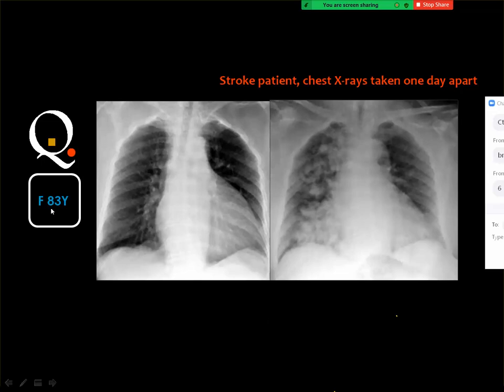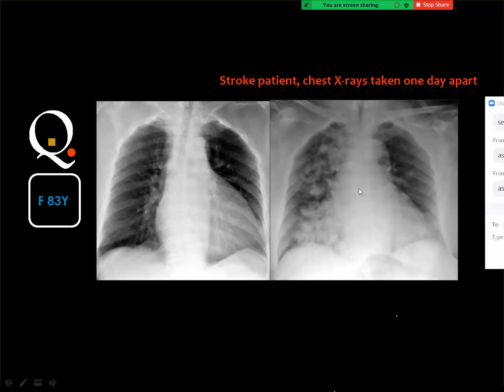This is a female patient, 83 years old, with a stroke. This is the chest X-ray on admission, and this is the chest X-ray 1 day after deterioration, or increase in the dyspnea. No, this is not ARDS and not a hemorrhage. You should consider this condition, the stroke. Aspiration, yes, this is right.